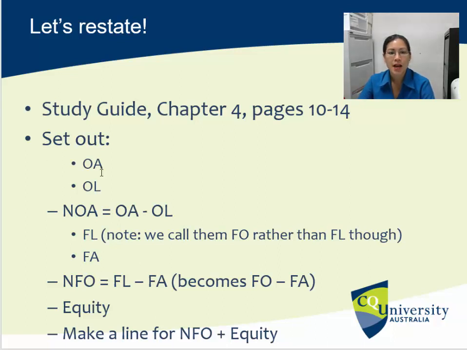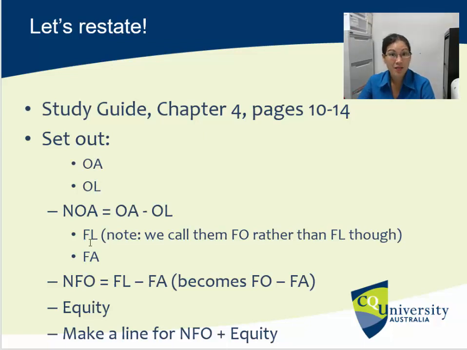This is the set out based on Martin's example in chapter 4. I've created this layout based on my understanding of his chapter 4. So we're going to start by putting our O section first. So we're going to list out our operating assets, then our operating liabilities. Then we will get a total, which is called net operating assets, and that's simply taking one away from the other. So operating assets minus operating liabilities.